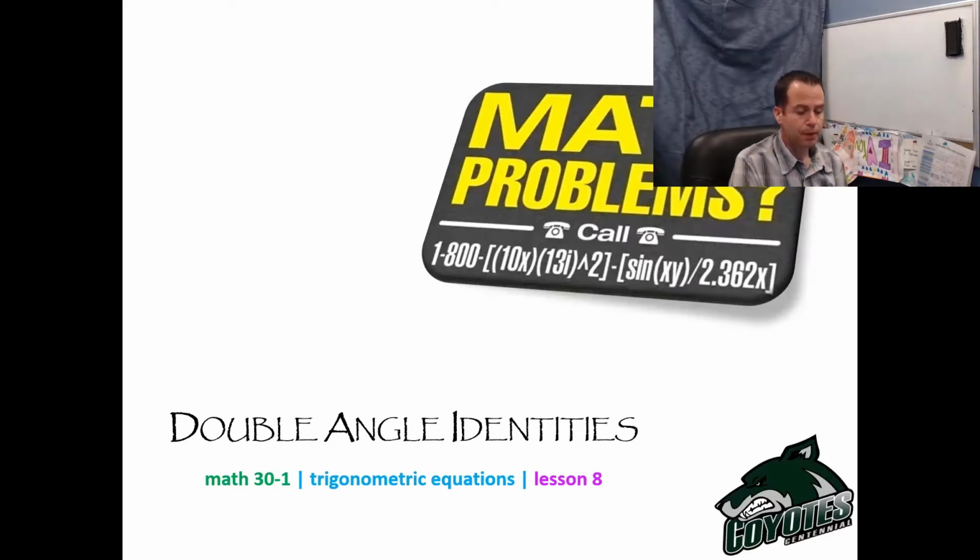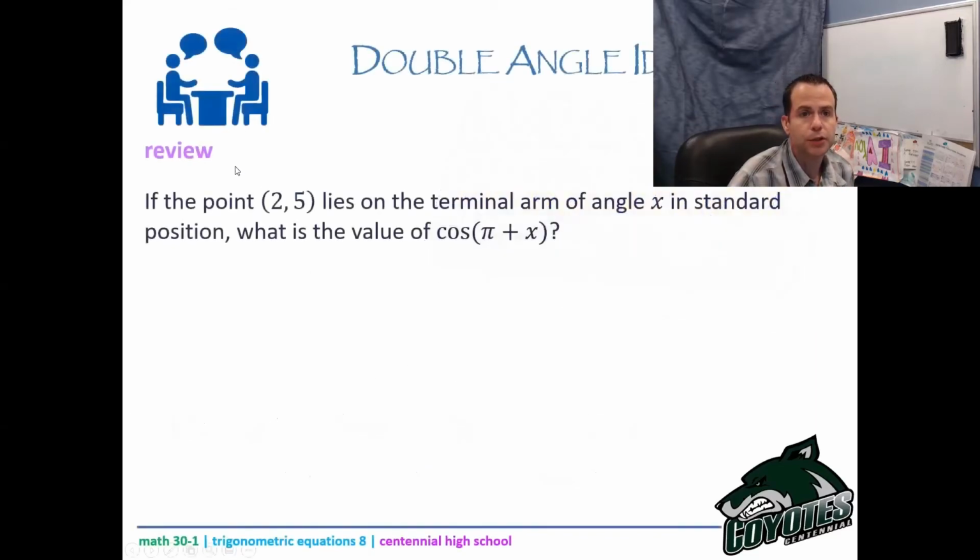Good job. So right before we start here, this is not in your notes, but what I'd like to do is just this quick little review question. It says if the point (2, 5) lies on the terminal arm of angle x in standard position, what's the value of cos of pi plus x? Now, I want you to see cos of pi plus x, and I want that to be recognizable to you. Cos of pi plus x is in the format of cos of a plus b.